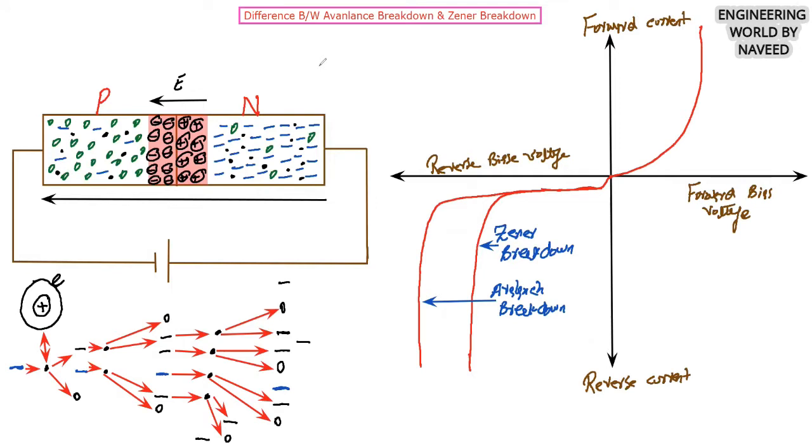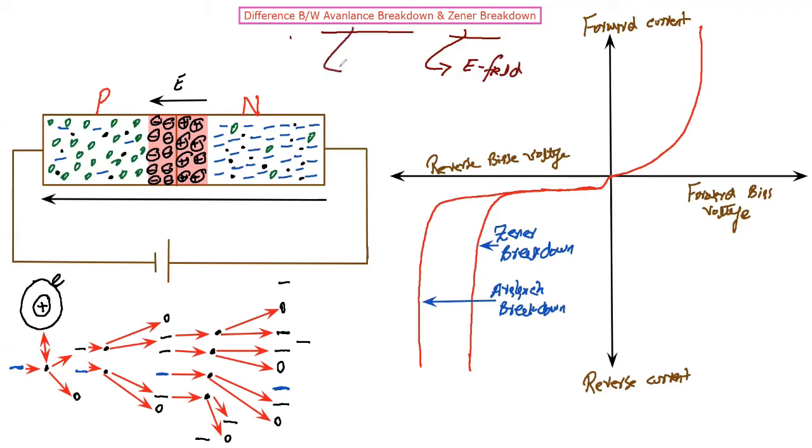So in this video, I will discuss the difference between avalanche breakdown and Zener breakdown. The main difference between avalanche breakdown and Zener breakdown is their mechanism of occurrence. Zener breakdown occurs because of the high electric field, while avalanche breakdown occurs because of the collision of free electrons with atoms. How this happens, I will discuss in detail in the next few minutes.